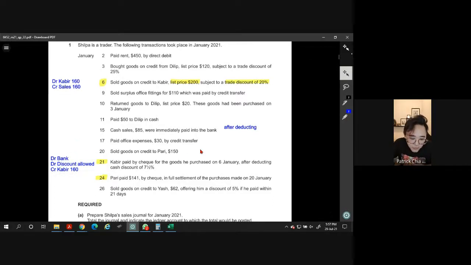So you guys can do the calculation here yourself. How much is the 7.5? And then let's look at 24. So Pari paid. Who is Pari? Somebody, I guess. So Pari paid 141. So this wording itself, Pari paid 141. Is 141 already minus or not? What do you think? By check in full settlement 24. Pari paid. Okay.